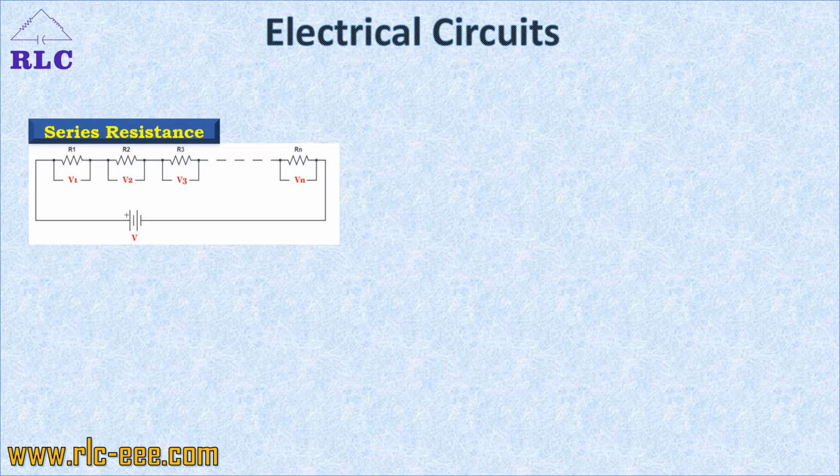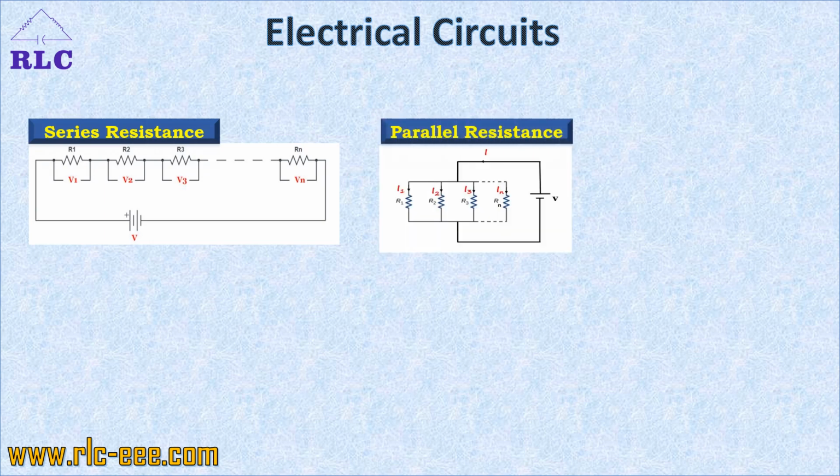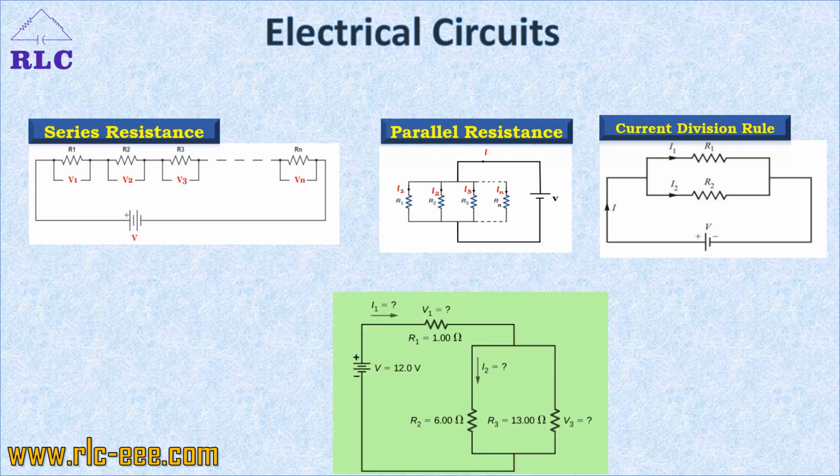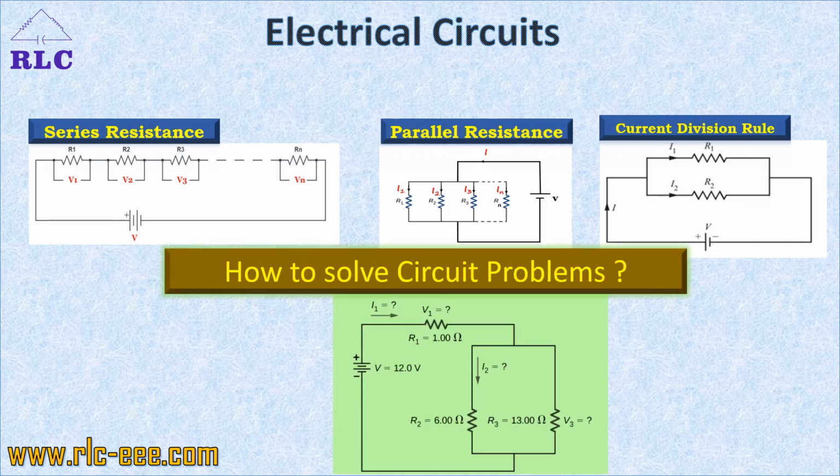This agenda is about series resistance, parallel resistance, current division rule, and finally a problem based on all the combinations like series, parallel, and current division rule. So how to solve it? Let's begin with the topic.